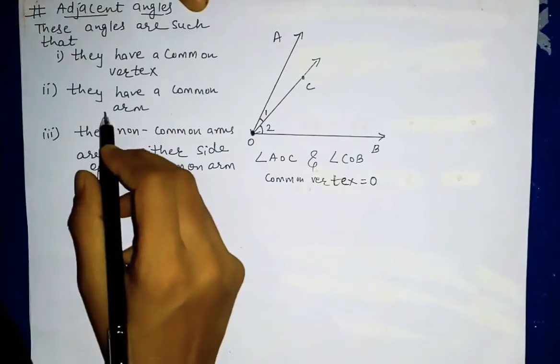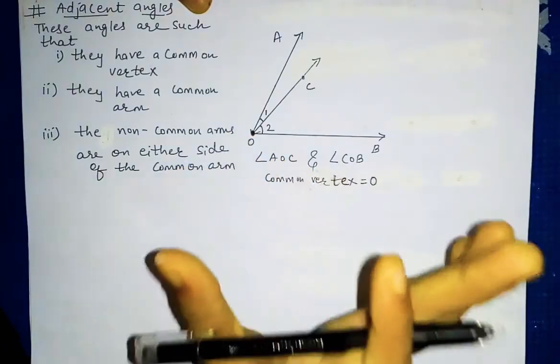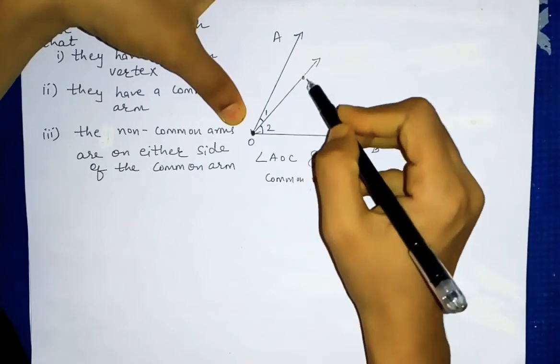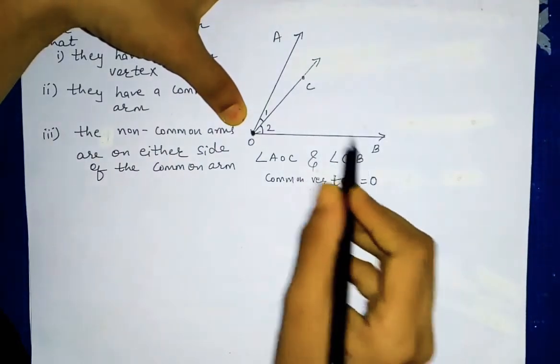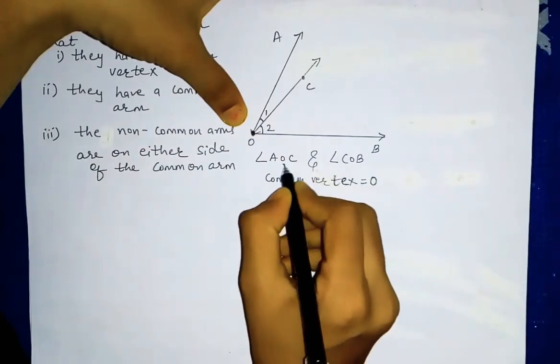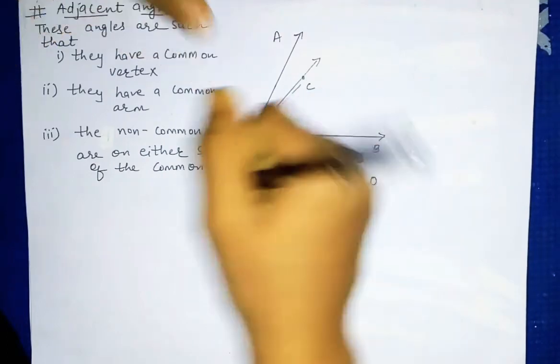Now the next condition is that they have a common arm, so one arm should be common. If you see this figure, AOC, and again if you go to the other angle COB, what you can see is that this OC and this CO, means this OC part, is repeating two times.